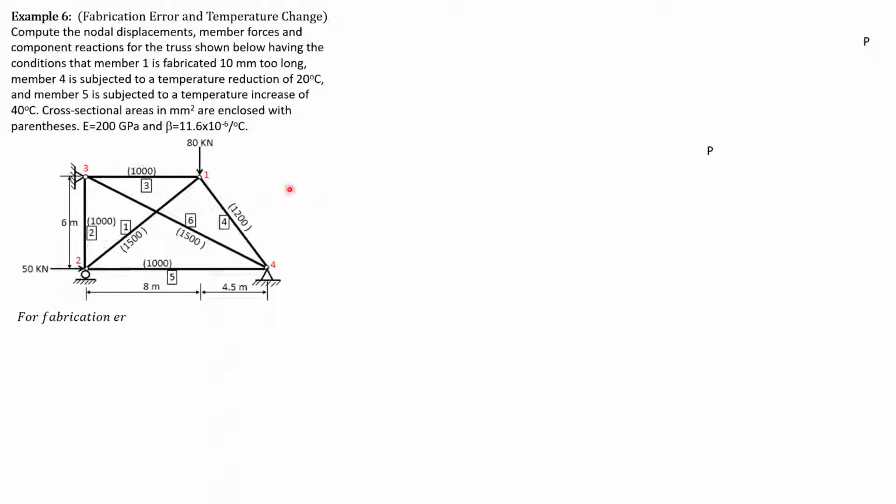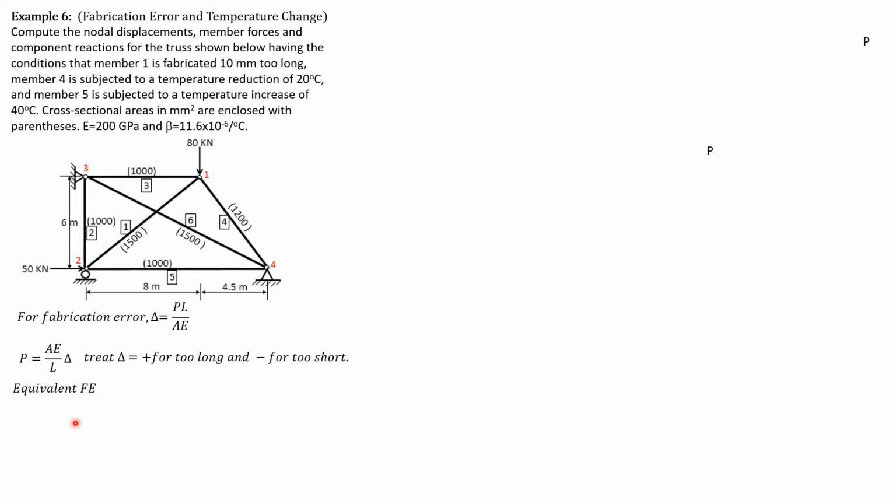For fabrication error, delta is from the formula, delta is PL over AE. So if you solve for the force, this is for the fixed end force. It is AE over L times delta. So if delta is positive, then because we multiply this by 1, negative 1, the member should be subjected to fixed end force, and that member is in compression. So treat delta positive for too long and negative for too short.